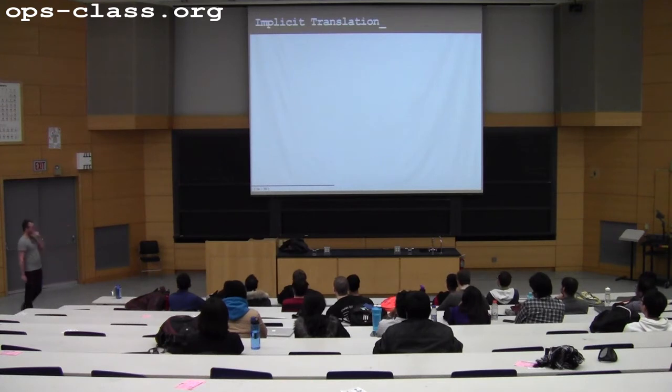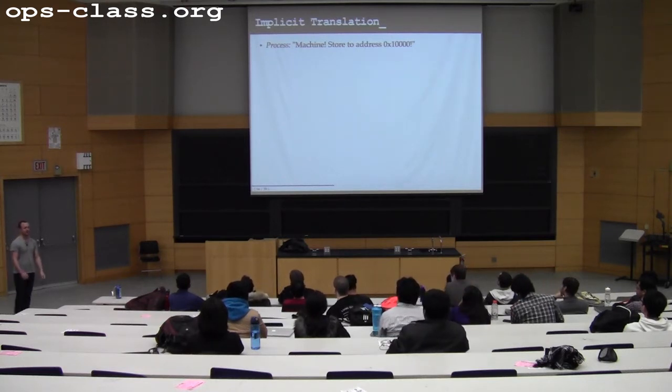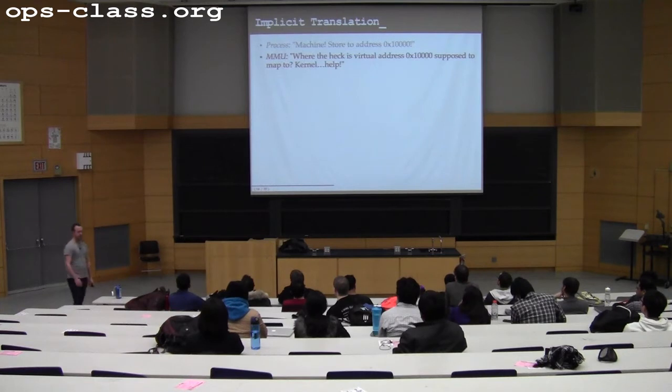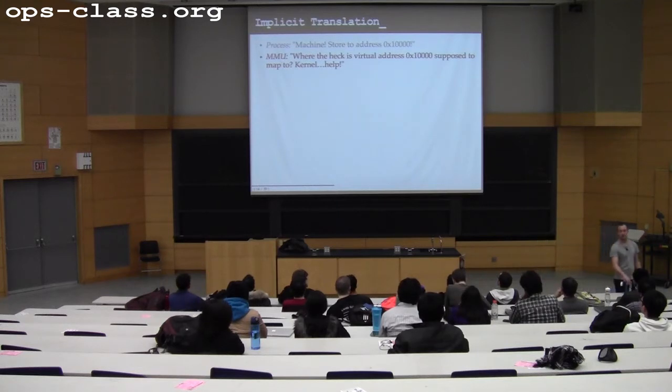So here's another approach. The process issues what it thinks is a write or read to 0x10,000. The MMU tells the kernel, I have no idea what to do. The process said to write to this address. I've never heard of this address before. What should I do? The kernel says, and this is when an exception is now generated.